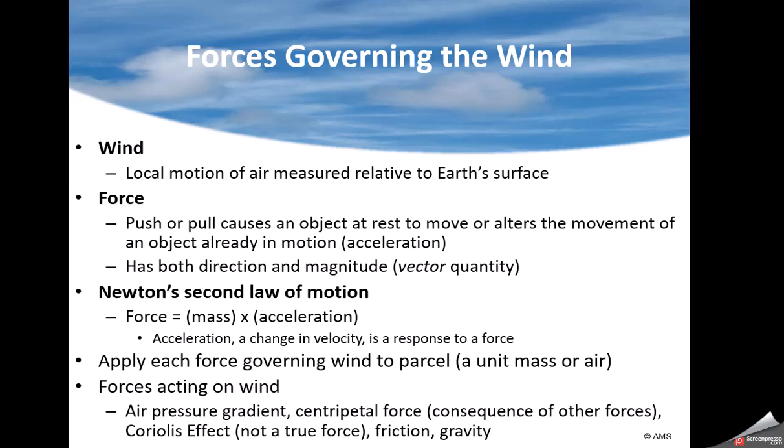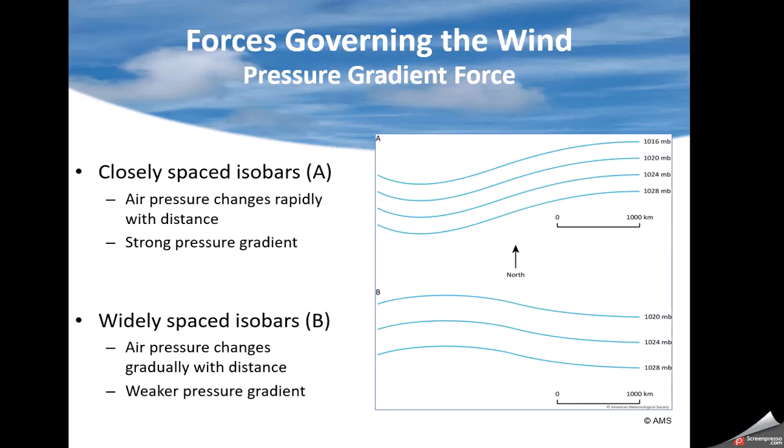So we're going to apply some forces. What forces are we going to apply? Well, the air pressure gradient is one. We looked at the air pressure gradient earlier, and that is a significant part of what blows the wind. Centripetal force is another. Coriolis, friction, and gravity are all forces that work on an air parcel. And by knowing how strong each one is, we can tell you the direction that air parcel is going to move. So, for example, pressure gradient.